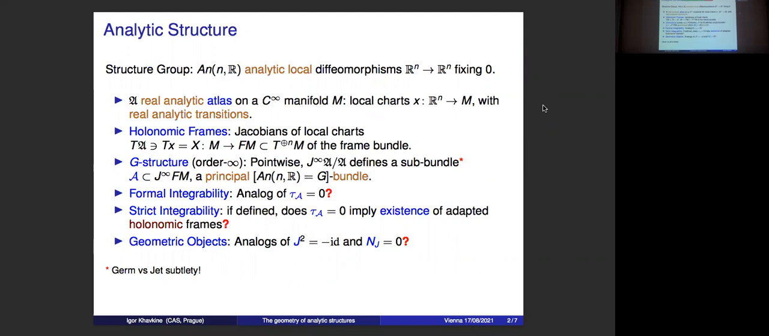But now, if you just look at the frames themselves at first order, an analytic chart can have any derivative. Again, if you look at second order, an analytic chart can have any second derivative. So you cannot find any pointwise restrictions on the derivatives of the charts that will tell you that we are analytic. So what you need to do is go to infinite order. So what we get is an infinite order G-structure where we need to take the complete, full infinite jets of the charts.